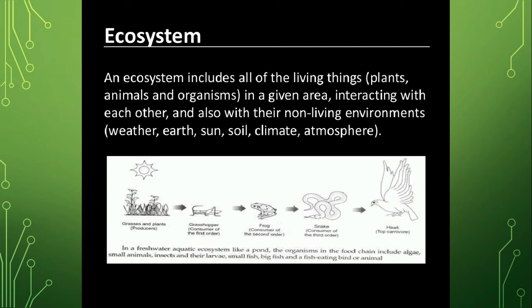So here is given the food web. The hawk eats the snake, the snake eats the frog, the frog eats the grasshopper, and the grasshopper eats plants, and plants need sunlight and oxygen. So, this is the ecosystem.